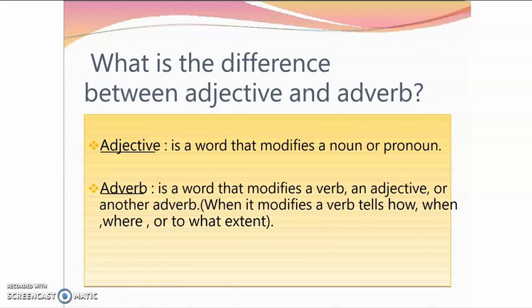Adjective is a word that modifies a noun or pronoun. The word modifies means describes. It means that the adjective describes a noun or pronoun. But adverb is a word that modifies a verb, an adjective, or another adverb. When it modifies a verb, it can tell us how, or when, or where, or to what extent.